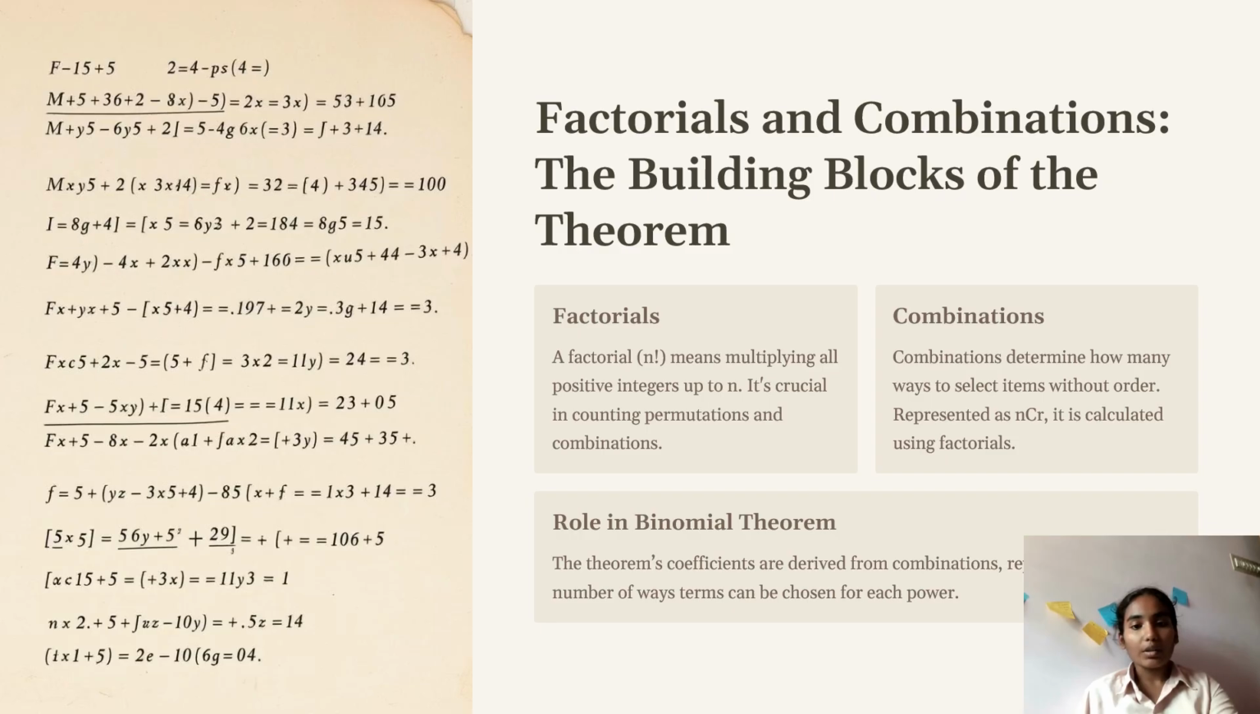Factorials and combinations. The building blocks of the theorem. Factorials. A factorial, n factorial, means multiplying all positive integers up to n. It's crucial in counting permutations and combinations. Combinations. Combinations determine how many ways to select items without order, represented as nCr. It is calculated using factorials. Role in binomial theorem. The theorem's coefficients are derived from combinations representing the number of ways terms can be chosen for each power.